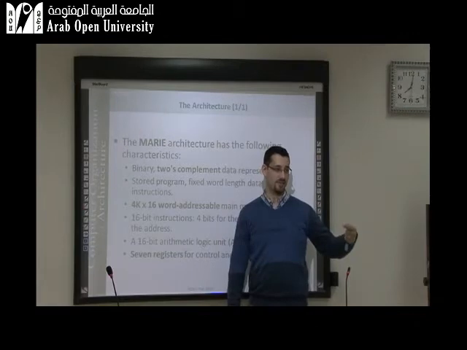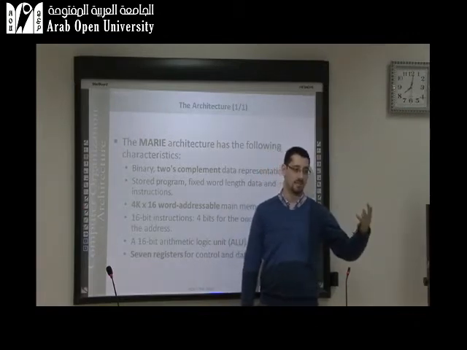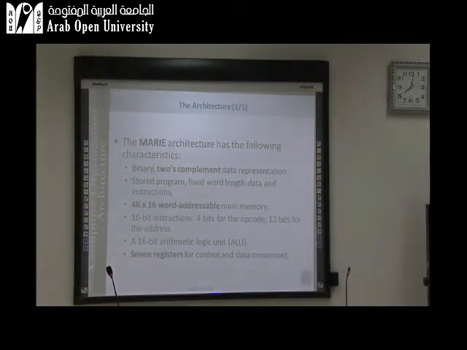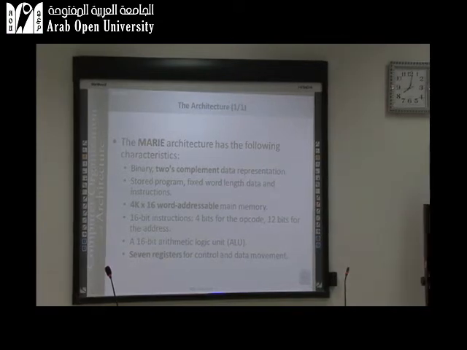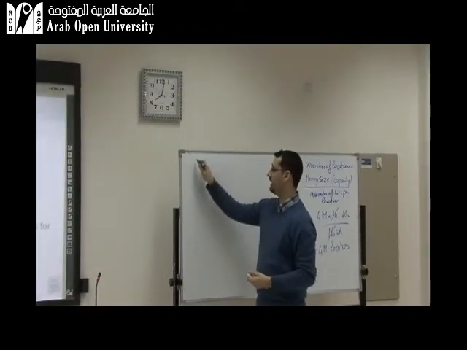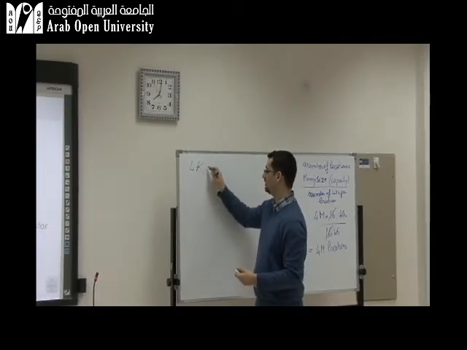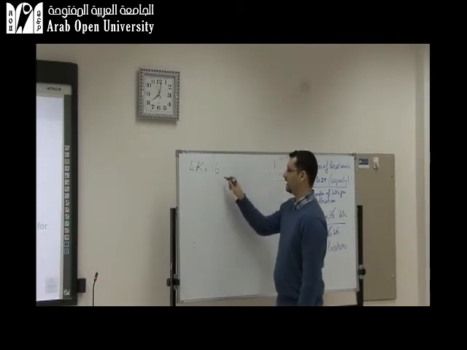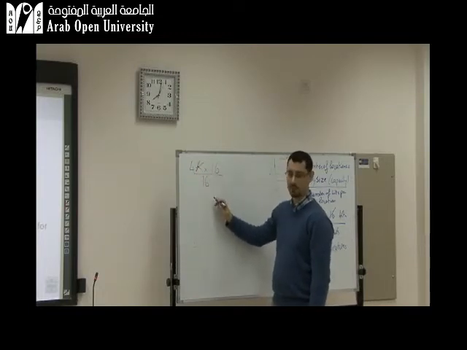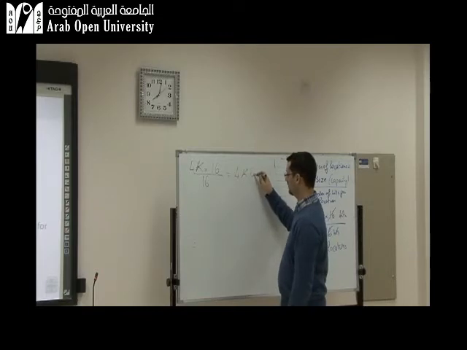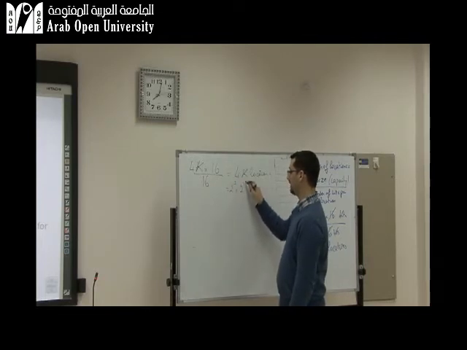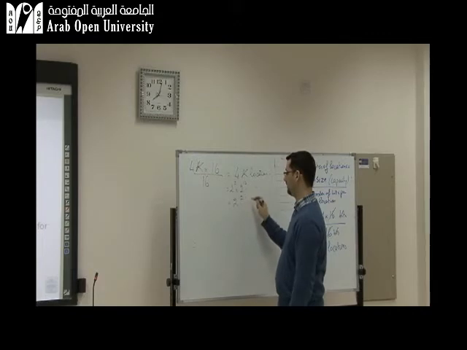Now, how many locations do we have? We need to calculate how many bits we need to address one location. So what will we do? We will use this formula again. In fact, what we have is 4K times 16. We divide by the word length to know how many locations we have inside this memory. So we divide by 16, and we have 4K locations. So 4K is 2 power 2 times 2 power 10 locations, that is equal to 2 power 12 locations.